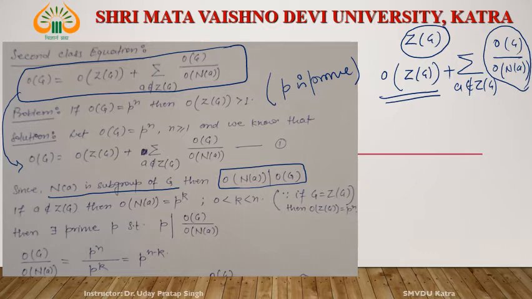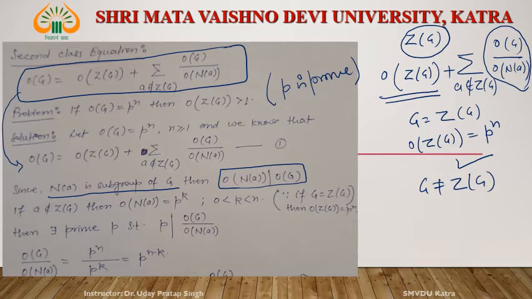And see, if G is equal to Z(G), then what is order of Z(G)? Order of Z(G) is P to the power n, since order of G is P to the power n, then the theorem is solved. Order of Z(G) is greater than 1. But if G does not equal Z(G), it means there is an element a in G such that a does not belong to Z(G). Consider only those elements which do not belong to Z(G). See here, a does not belong to Z(G).